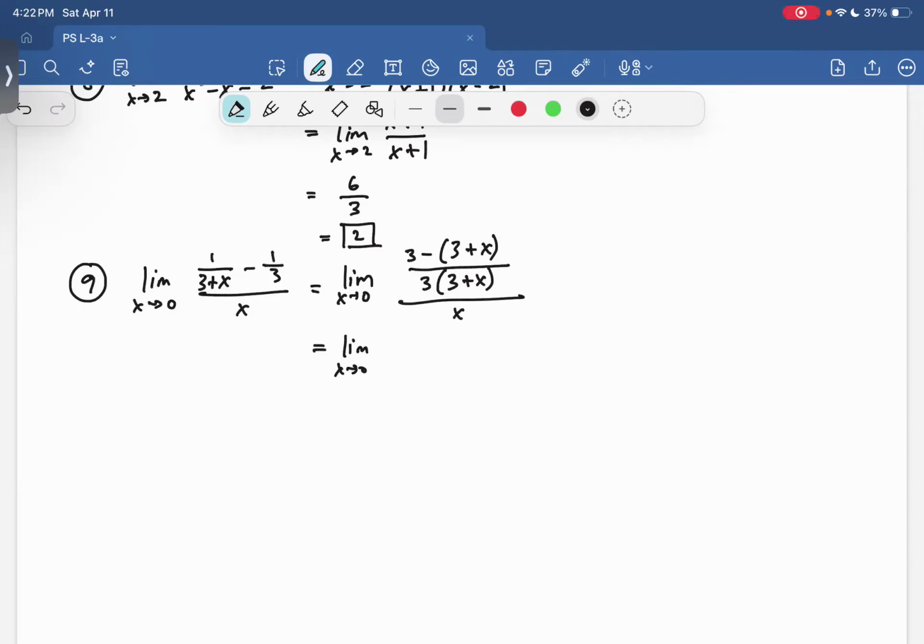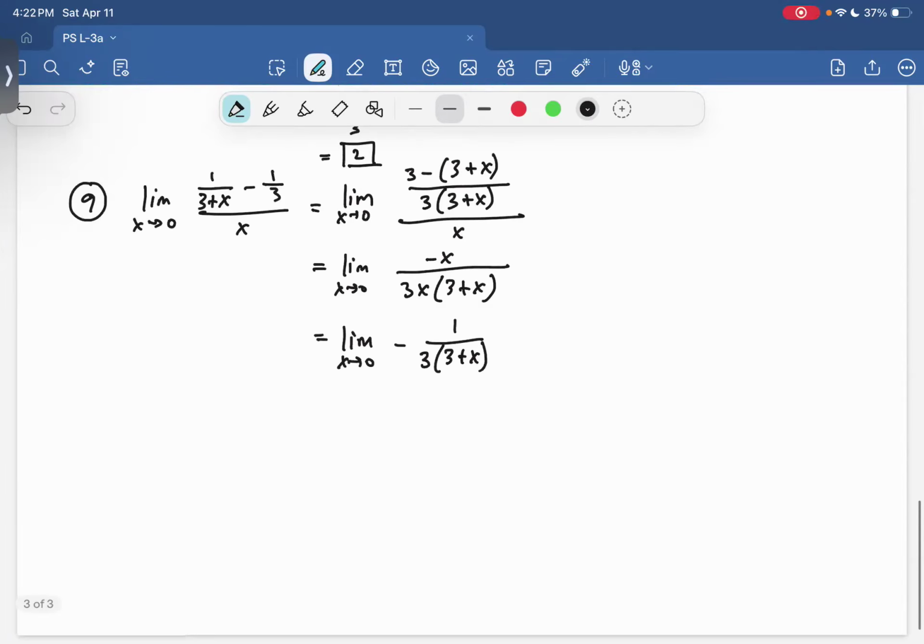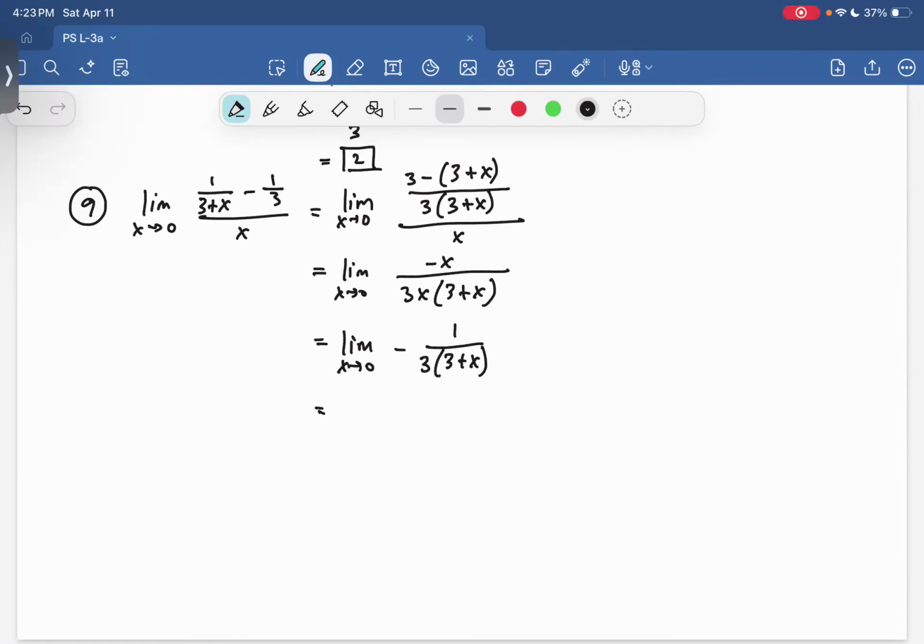So the numerator of the numerator reduces to 3 minus 3 minus x. So that's negative x over, and then the denominators combine because we're dividing twice, essentially. So that's going to be 3x times 3 plus x. So the x's cancel out, which means we're left with negative 1 over 3 times 3 plus x. Now we can plug in x equals 0, and we'll get negative 1 over 9.